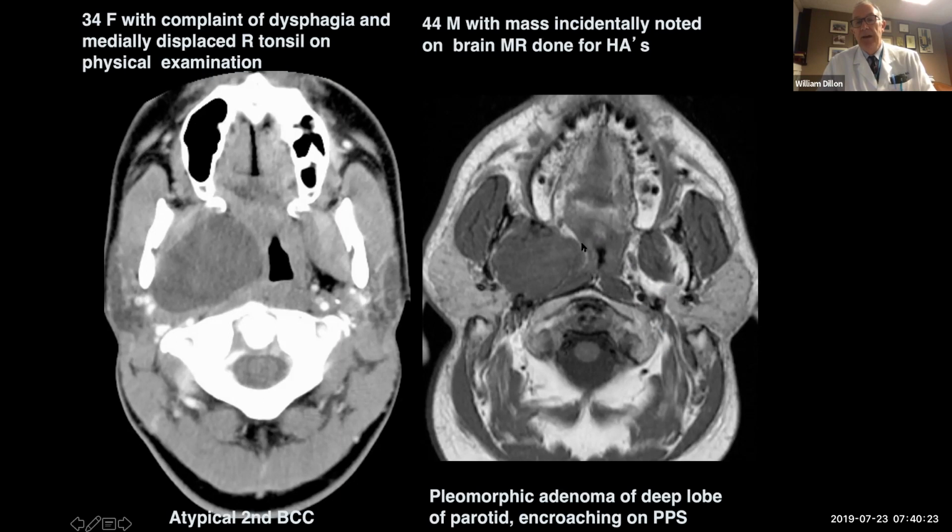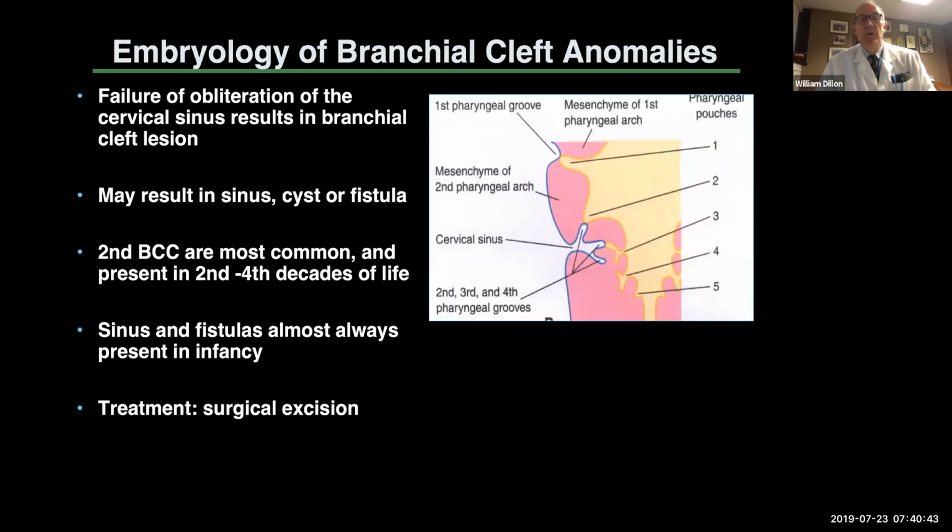So you see this little fat shows you that this is a mass pushing the parapharyngeal space medially. You'll notice that the carotid and jugular are pushed posteriorly, and this tells us that this is not a carotid space mass, but rather a deep lobe parotid mass. Okay, just a word about branchial cleft anomalies. Remember that these arise from abnormalities in the branchial arches, the pharyngeal arches, and the cervical sinus. And the second branchial cleft is the one that has most of the anomalies, although they can occur in any of these pharyngeal grooves.